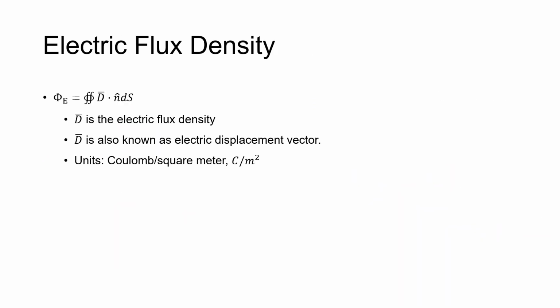We have some definition here, which is electric flux density D, which we'll use from here on. And D is simply the electric flux density. This is the relation between it and the flux. Flux equals the double integral of D dot n dS, and D is also known as the electric displacement vector. Since the flux is measured in Coulomb, then flux density is measured in Coulomb per meter squared.